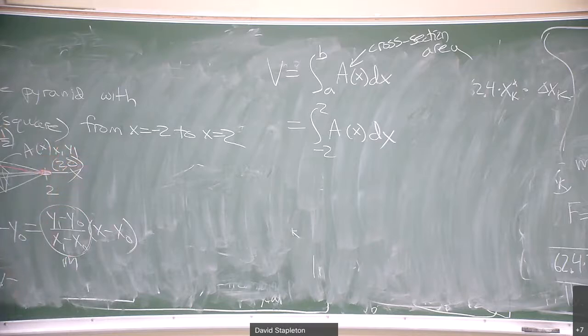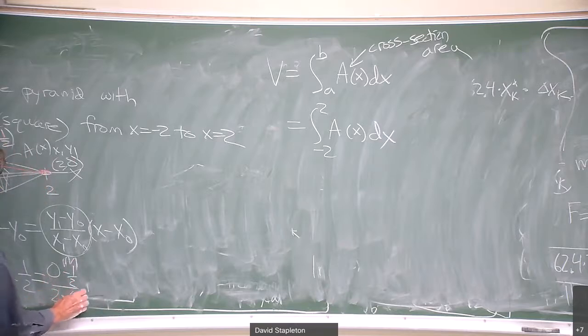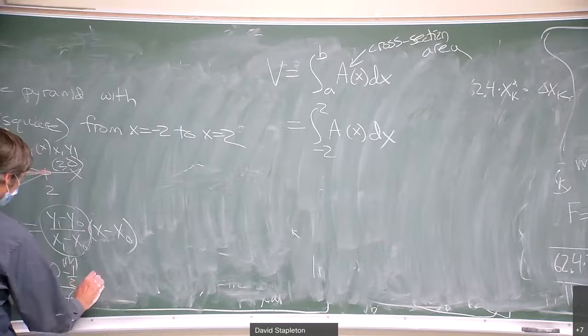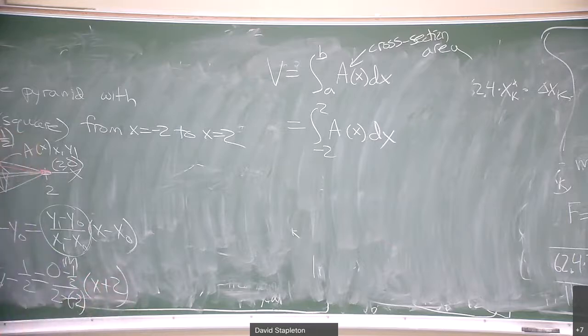y minus y0, which is 1/2, equals y1 minus y0, which is -1/2, 0 minus 1/2, over x1 minus x0, 2 minus a -2, times x minus x0, x plus 2, x minus a negative 2. There's the equation of the line that we see right there.